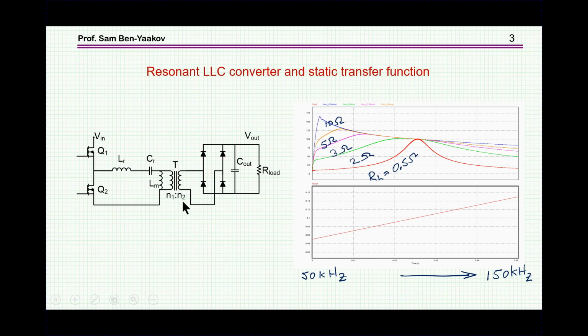It has actually two resonances. At this point, for example, which is the resonant frequency of L sub R and C sub R, which is in this case 100 kilohertz, we see that the transfer function would be 1 because L sub R and C sub R are sort of canceling each other, and the transfer function between this point and the output is in fact 1. So this is the static transfer function of this converter.